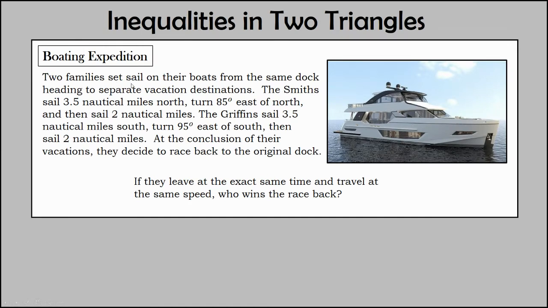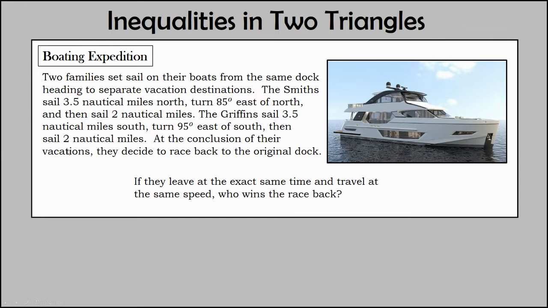All right, let's say the two families set sail on their boats from the same dock, heading to separate vacation destinations. Okay, the Smiths sail 3.5 nautical miles north. They turn 85 degrees east of north and then sail another 2 miles. The Griffins sail 3.5 nautical miles south, turn 95 degrees east of south, and then sail 2 nautical miles.